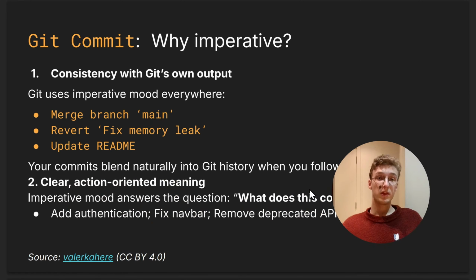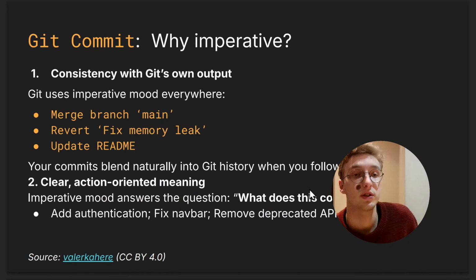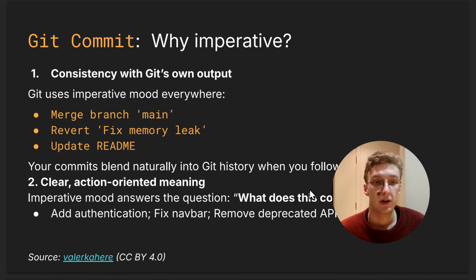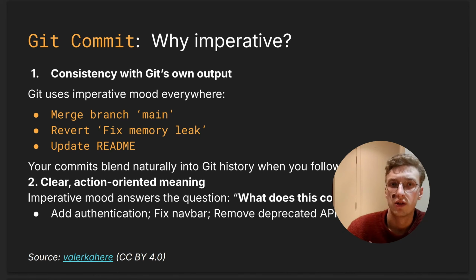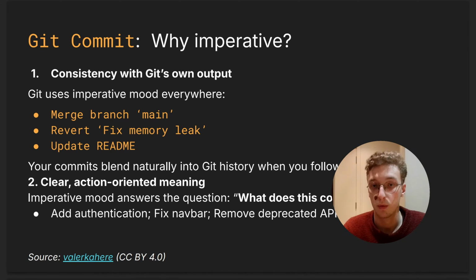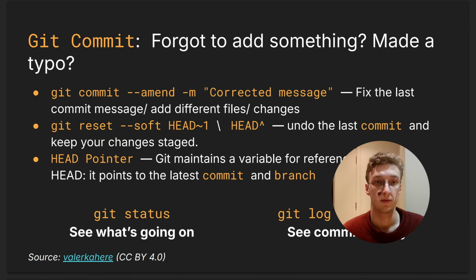Why? Because it's consistent with Git's own output. Git uses imperative mood everywhere, merge branch main, revert fix memory leak, you'll see it everywhere, yeah? So that's why your commits would blend naturally into Git's history when you follow the same style. And it's also a clear action-oriented meaning. So it directly answers the question, what does the commit do? Yeah, so it's about the project. It's not what you did, like I added authentication. No. This commit will add authentication. That's it. Just simple and easy.